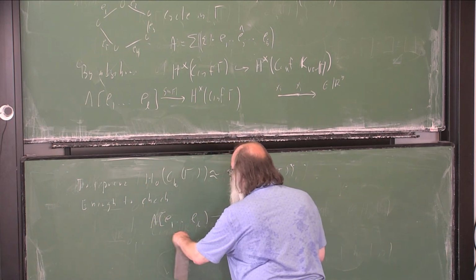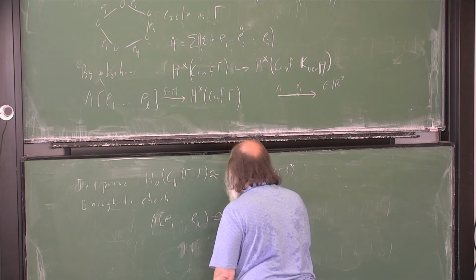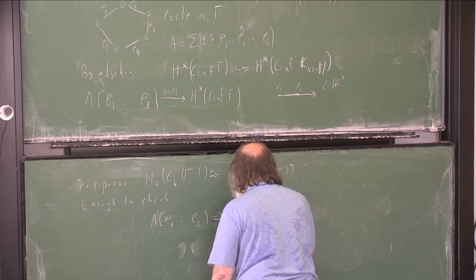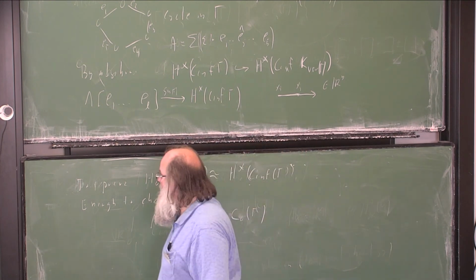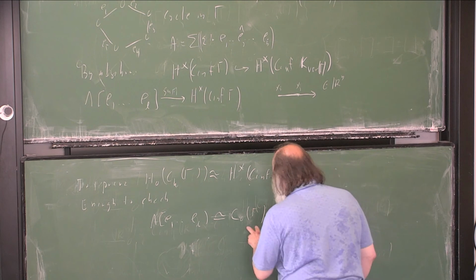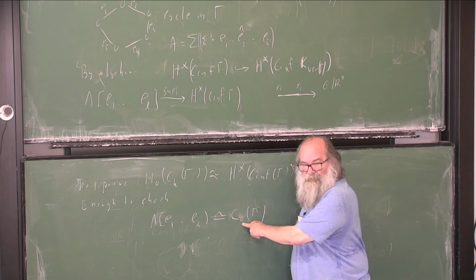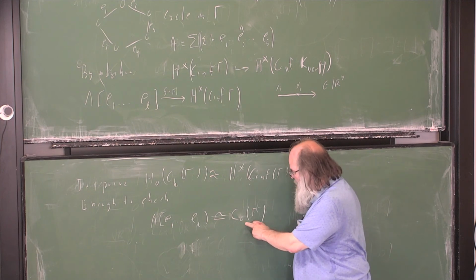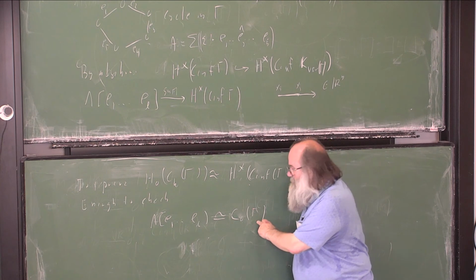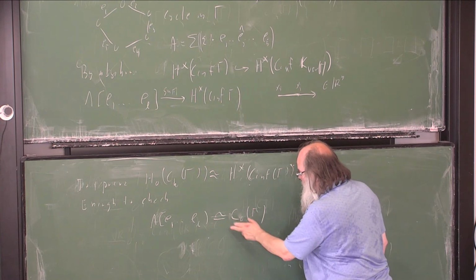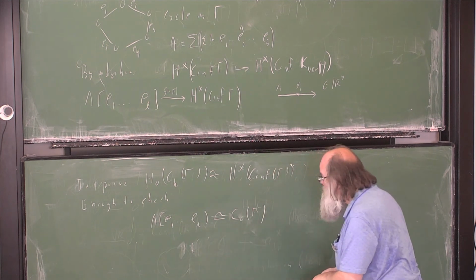This is actually the same as C naught of gamma. Because what is C naught? C naught is generated by graphs with 0 exterior vertices, 0 interior vertices. So it's just a subgraph of gamma. So this means that the 0 part of this DGR is just the exterior algebra.